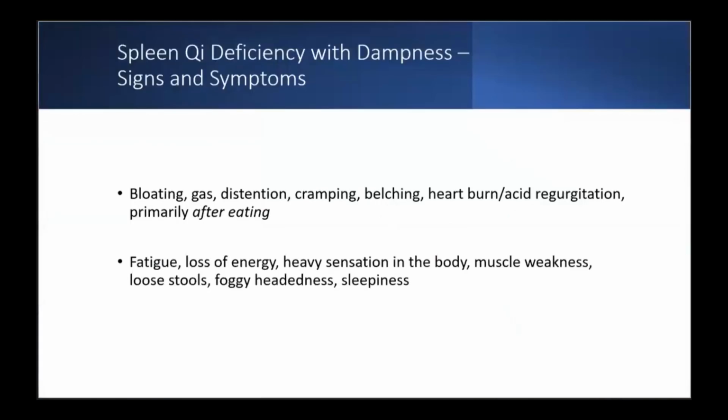So when you get spleen qi deficiency with dampness, here are those symptoms again: bloating, gas, cramping, fullness, distension, heartburn, acid regurgitation. Always ask that little set with people right away. Primarily after eating. And again, this is the deficiency stuff, right? So after you eat, you can tell this is really deficiency.